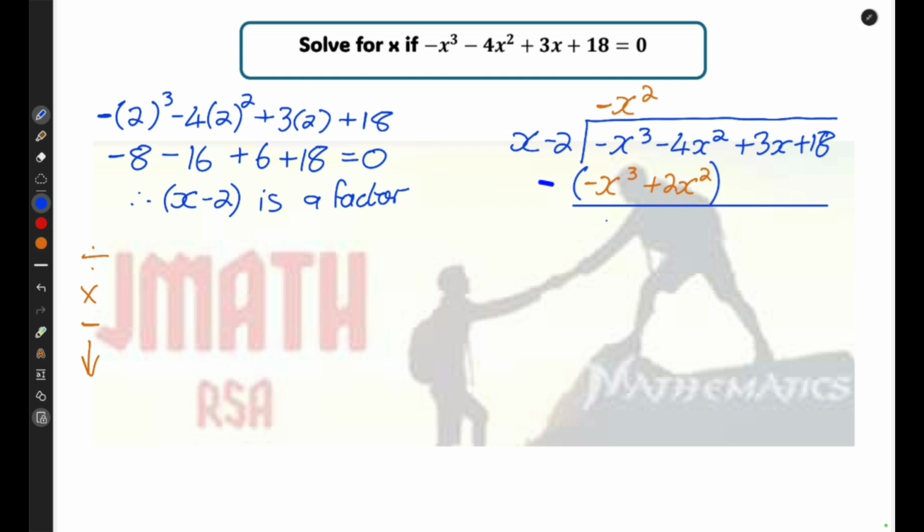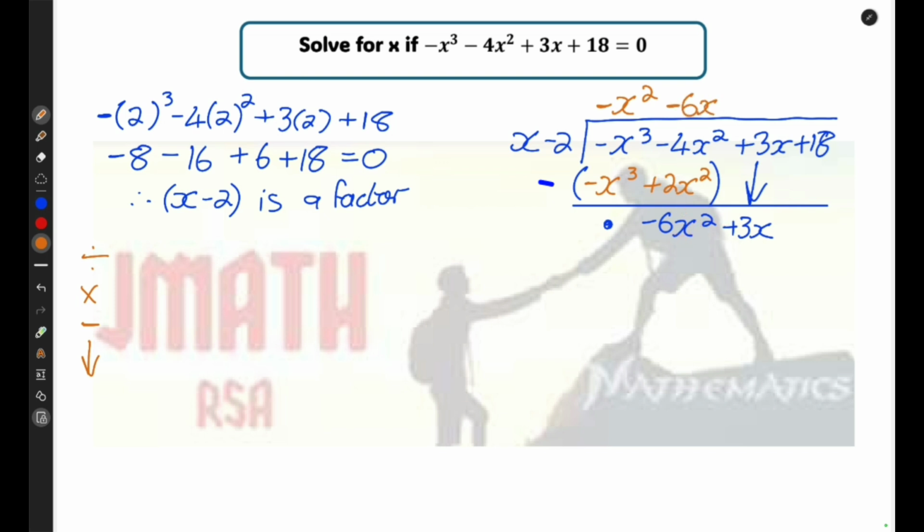Minus x cubed gives me nothing. Then minus 4x squared minus 2x squared gives me minus 6x squared. Bring down the plus 3x. Okay, now I'm going to divide again. So minus 6x squared divided by x gives me minus 6x.